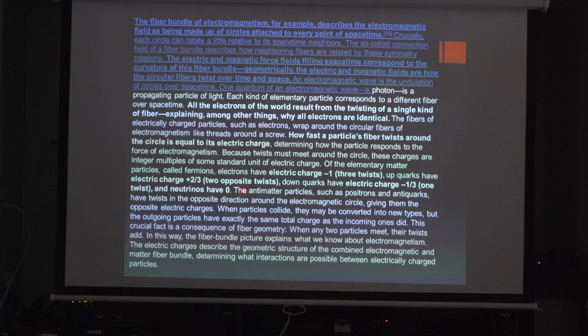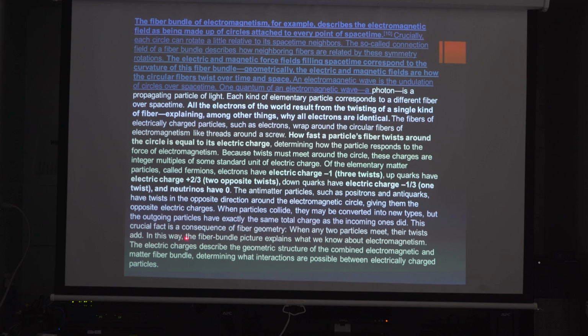One twist, plus 0. So neutrons have 0 twists. The antimatter particles, such as positrons and antiquarks, have twist in the opposite direction around the electromagnetic circle, giving them the opposite electric charges. When particles collide, they may be converted into new types, but the outgoing particles have exactly the same total charge as the incoming ones did.